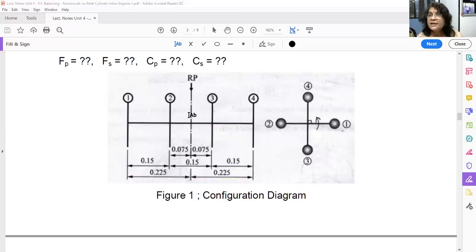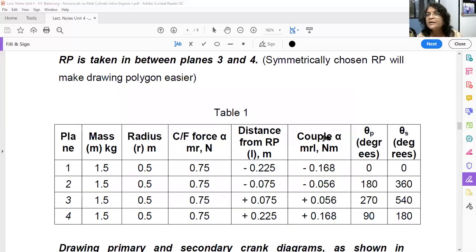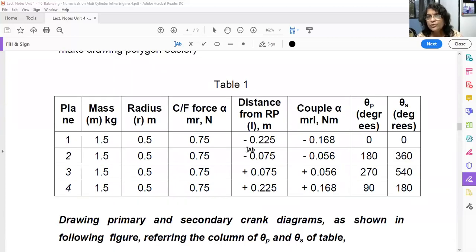Now, as I told you in the earlier lecture also, the moments by the cylinders, that means the centrifugal force of the cylinders which are falling on the left hand side of the reference plane, we have to treat as negative. It is a sign convention. And the moments by right hand side cylinders will be positive. So we have to show these distances as minus 0.225, minus 0.075, and these are the plus distances. See here, these are the distances. So for cylinder number 1 and 2, that is plane number 1 and 2, it is minus. And for plane number 3 and 4, it is plus.